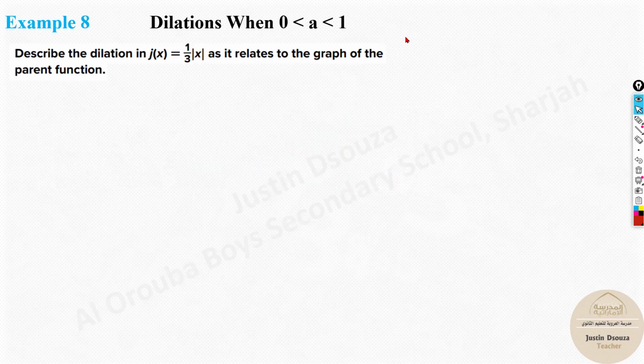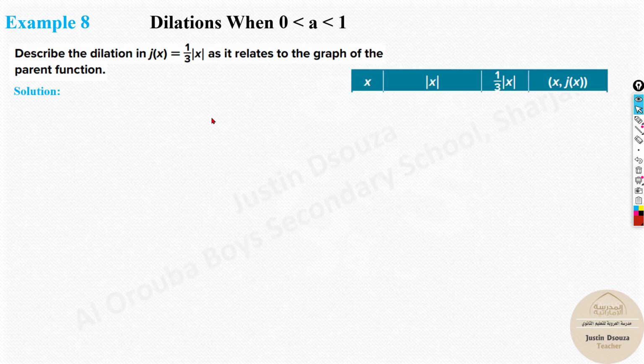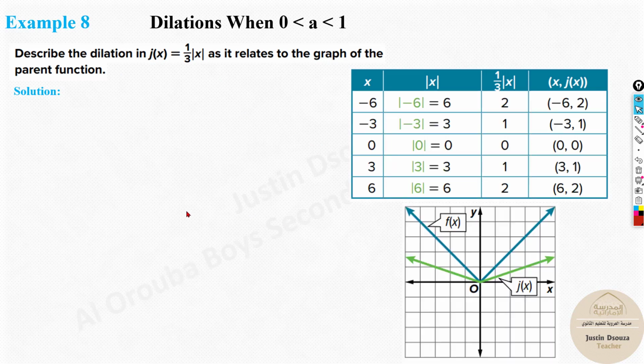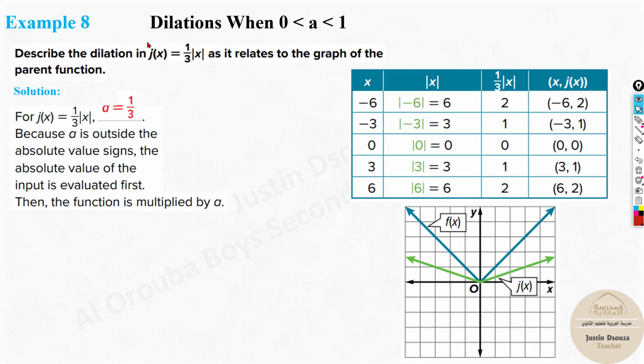Now we move on to dilation again, relating to the graph of the parent function. It's the same thing, we just have to graph again, the same as what we have done just now. The difference from the previous one is that we had numbers greater than 1, and now it's between 0 and 1. That's the only difference. So I'll directly tell you how to graph these.